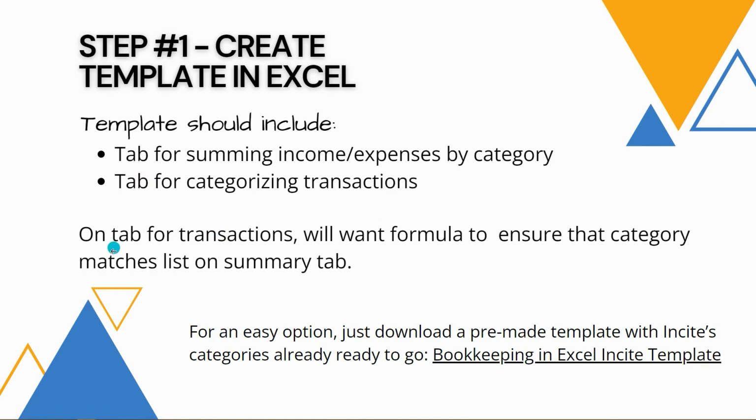Okay, so on the tab for transactions, we recommend having a formula that ensures that the category you've listed next to the transaction matches one of the categories listed on your summary tab, just so that you're not adding a bunch of different random miscellaneous categories, but sticking within the categories that are available to business owners to use. Okay, it will just keep things cleaner.